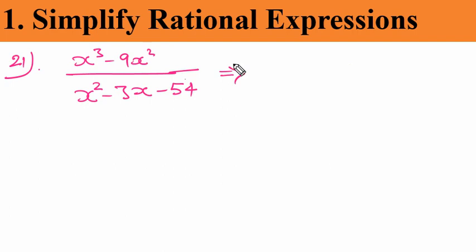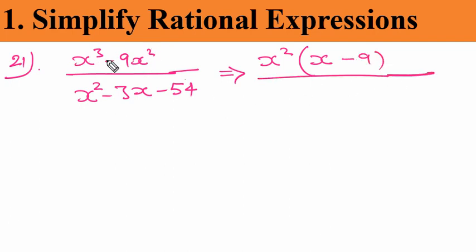Okay, now question number 21. What you will do here, you will take out x squared as common factor in the numerator. So x is inside minus 9. We can write it like this. The common factor in the numerator here is x squared. So x squared outside, what is remaining here? Only x is remaining, x minus 9. Now factor this using the calculator.